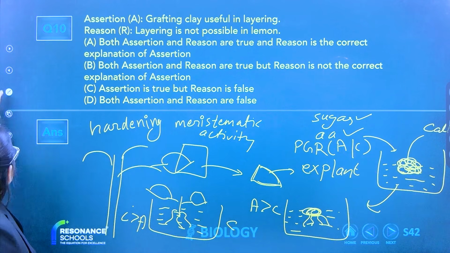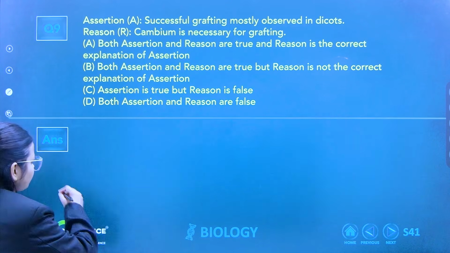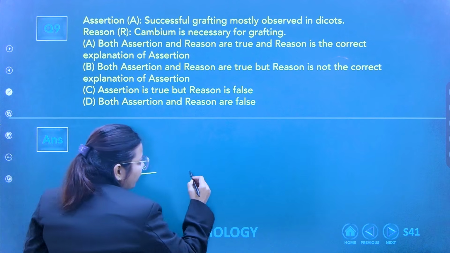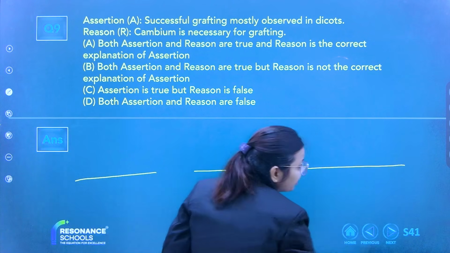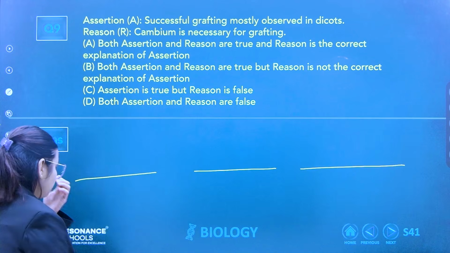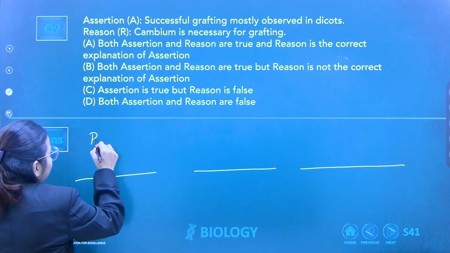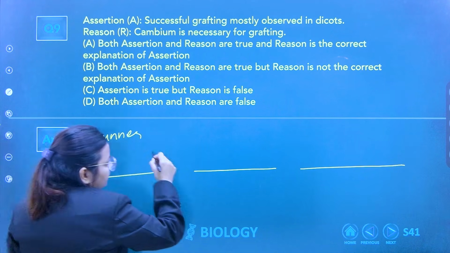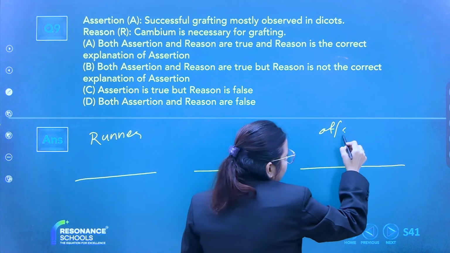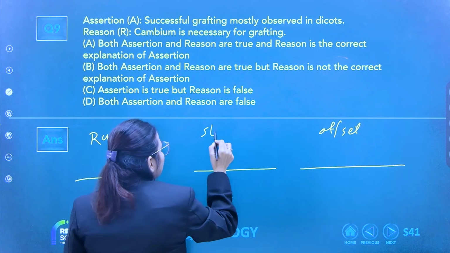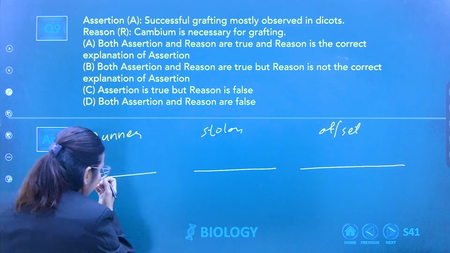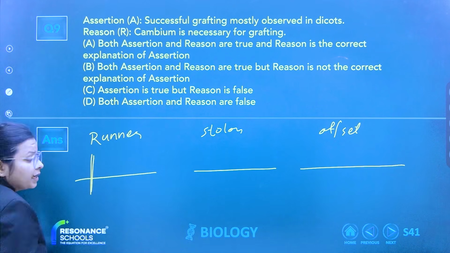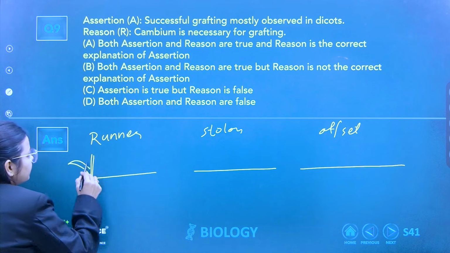Okay, so last doubt: runner, stolon, and offset. So what is a runner? This is your ground level. First I'll tell you about runner, then offset, and then stolon. What is happening? See, a plant part here, let's say it is grass.